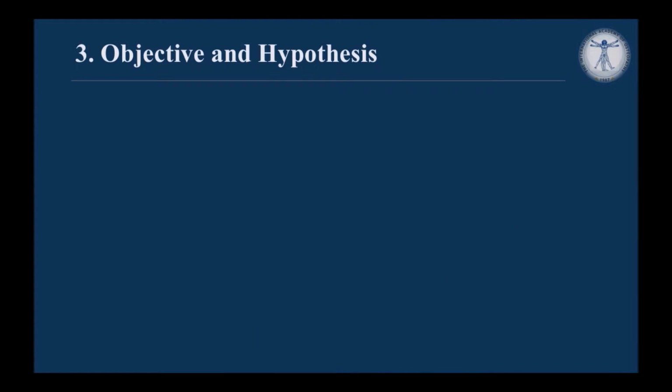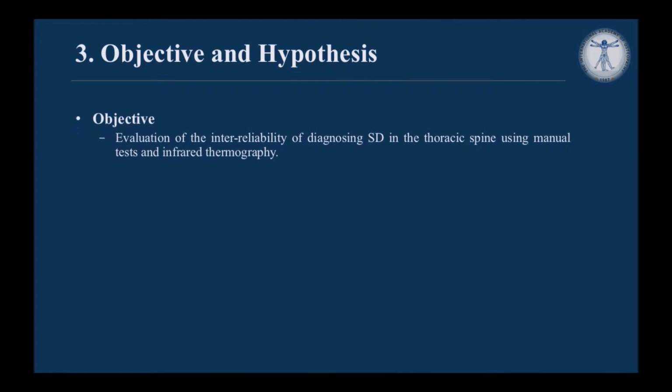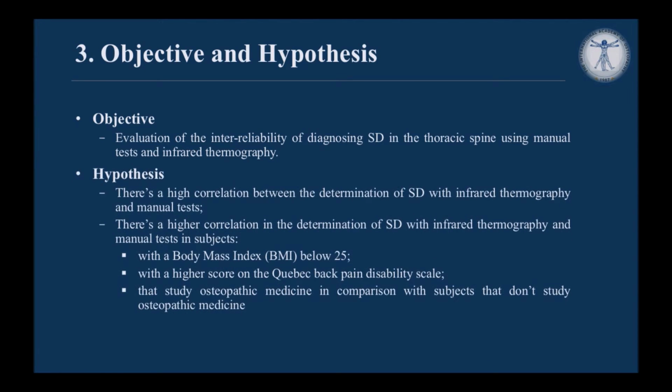Objective. The main objective of this study was the evaluation of the interreliability of diagnosing somatic dysfunction in the thoracic spine using manual tests and infrared thermography. The following hypotheses were formulated. There is a high correlation between the determination of somatic dysfunction with infrared thermography and manual tests.